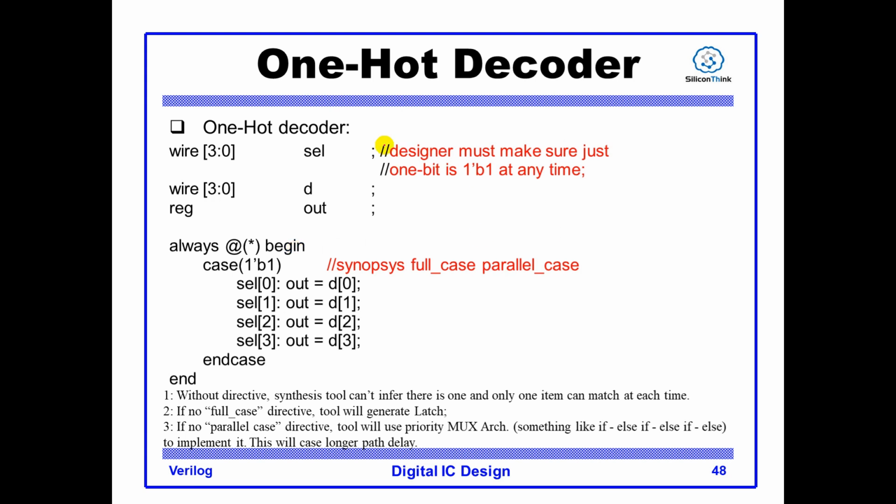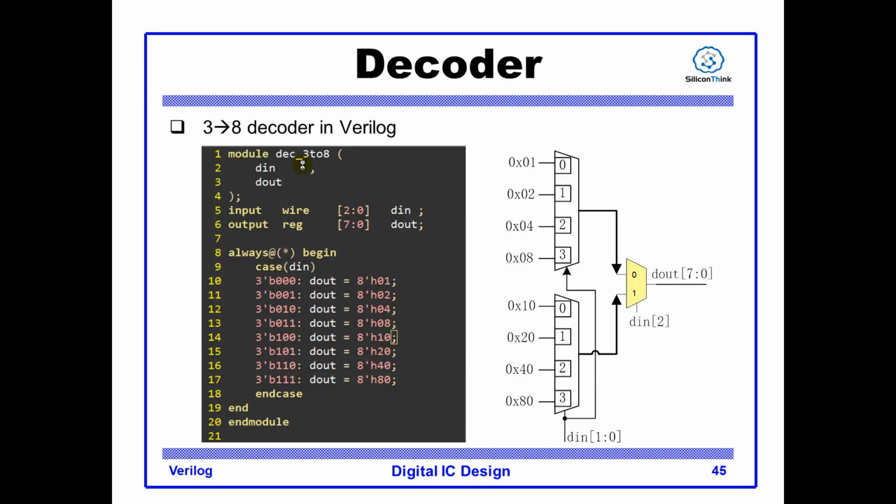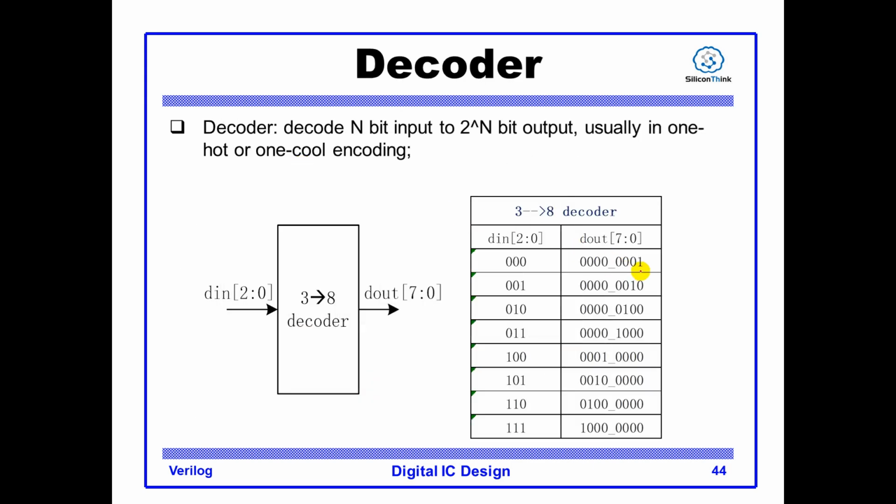Okay, let's go on to the one-hot decoder. What is a one-hot decoder? You have a signal such as sel, which is one-hot, and you want to decode some information from the input sel. I have explained one-hot already: for all the bits in this signal, there is one and only one bit equal to 1. All the other bits are 0. This is called one-hot.